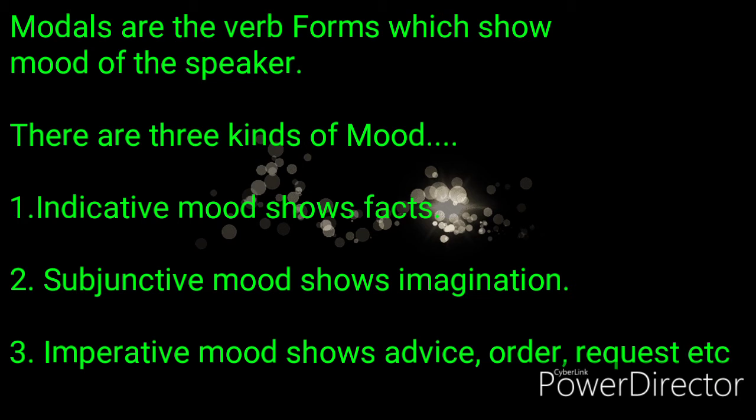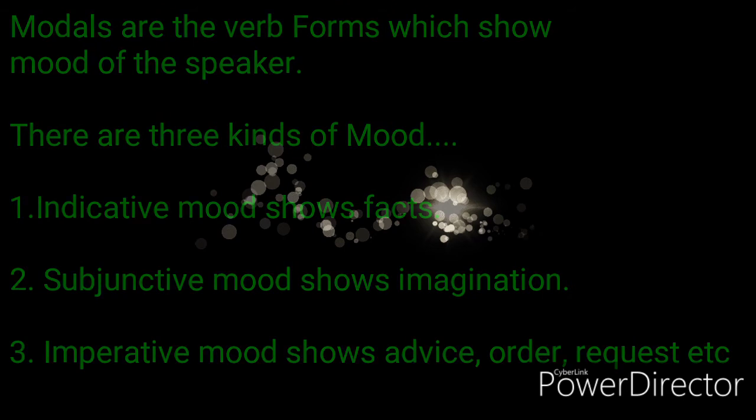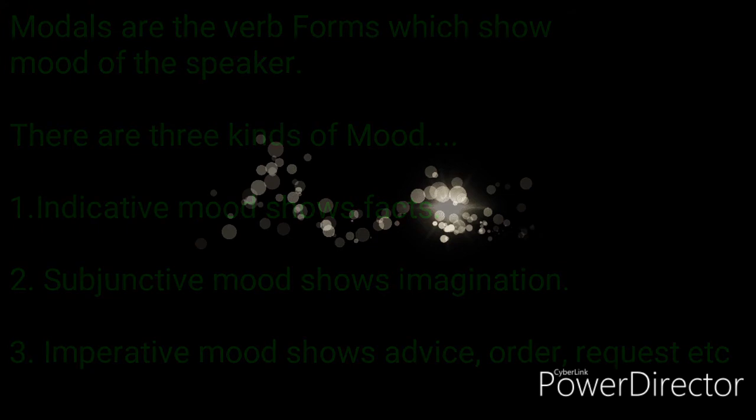There are three kinds of mood: indicative mood, subjunctive mood and imperative mood. Indicative mood shows facts, subjunctive mood shows imagination, and last one, imperative mood shows advice, order, request, etc. So the definition of modals is: modals are the verb forms which show mood of the speaker. And there are three kinds of mood: indicative, subjunctive and imperative.